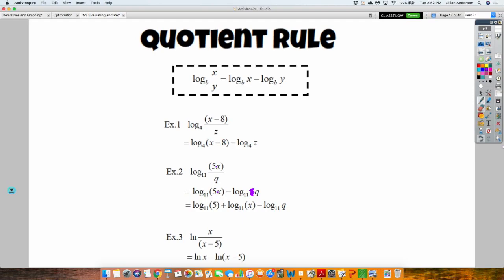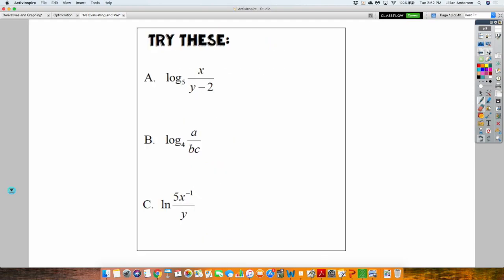All right. And then the last one, x divided by x minus 5. You can expand it by saying ln of x minus ln of x minus 5. Questions? Are these the next examples that you guys have? So remember, division means what? So this becomes log base 5 of x minus log base 5 of y minus 2. Make sure whenever you're expanding, that log with its respective base goes with every term as you continue to expand it out. Okay?